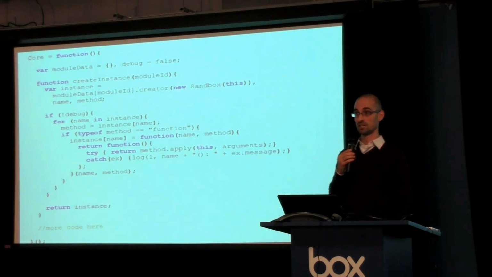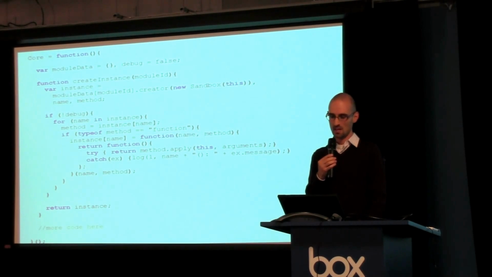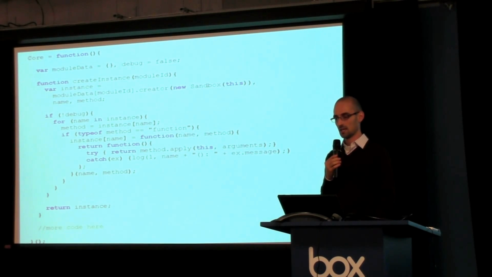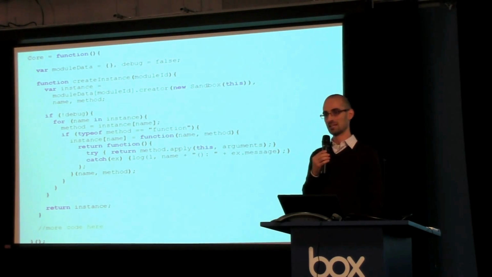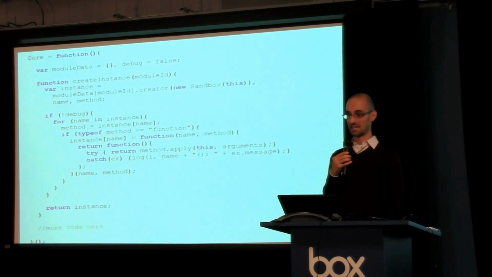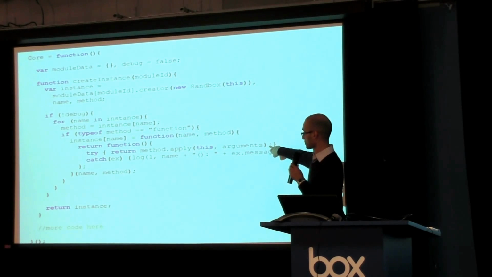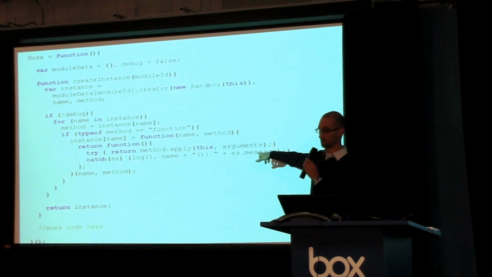So once again, tons of code here. Don't try to understand it too deeply. You can go check out the slides afterwards if you're interested. But basically what this is doing is when a module is created, it's figuring out if you're in debug mode or not. And if you're not in debug mode, it's iterating over every method on the module and wrapping it in a try catch. And then if there's an error, it's logging it. So just try to execute the method as it was originally defined, and if there's any error, log it.